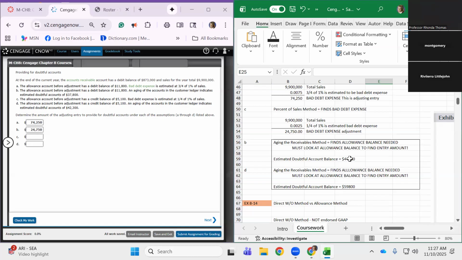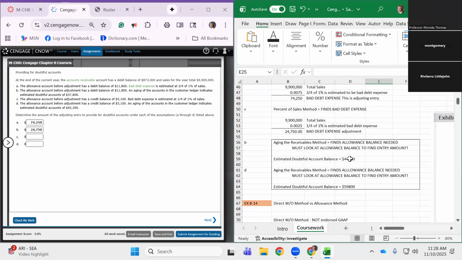Okay, and once again, you think about it. Which is a better predictor of bad debt? Looking at your sales, or actually now analyzing your accounts receivable and seeing how old each account is and really looking at that. That's your best picture. Yeah, it takes a little more work, but anyway. All right, so let me read this again.